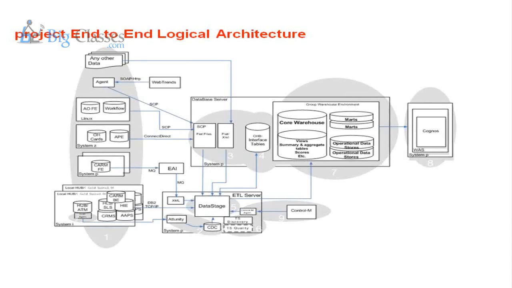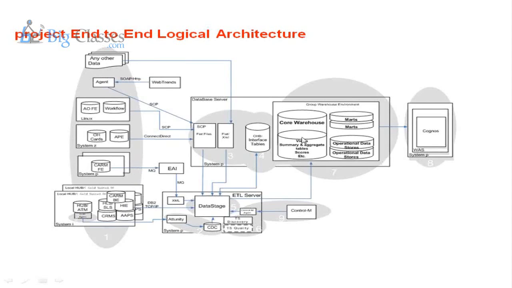Whatever data we have in the daily transactional systems, that data we are loading into the data warehouse, right? Whatever the OLTPs are, these are the OLTPs: AOFE, workflows, OH cards, ape system, CAMS, hub system. All these are transactional systems. These transactional systems are the ones which maintain the daily transactional data. This data we will load into a data warehouse.